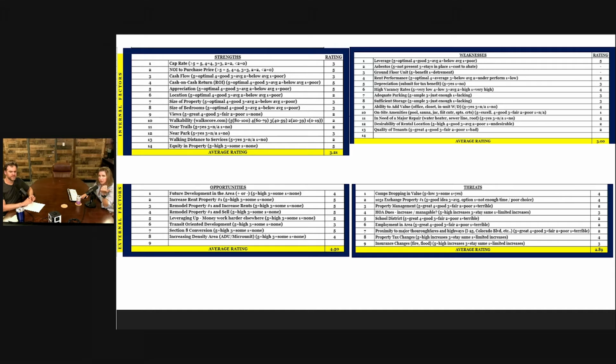And so what happened here is when I looked at this property, it turned out that the opportunities section was the strongest section of these 4 different markers. It had the highest rating. It was closest to 5. So that means a lot of my numbers that I populated in there were 4s and 5s. The average is 4.5, so it's telling me that I want to look at the opportunities here. What are the opportunities? Future development in the area, increasing rent, remodeling the property, leveraging up, being near transit oriented, that was actually low, that's not there, converting it to Section 8, and is it an area of increased density? There are some of those markers that are somewhat occurring, and we're going to get into that.